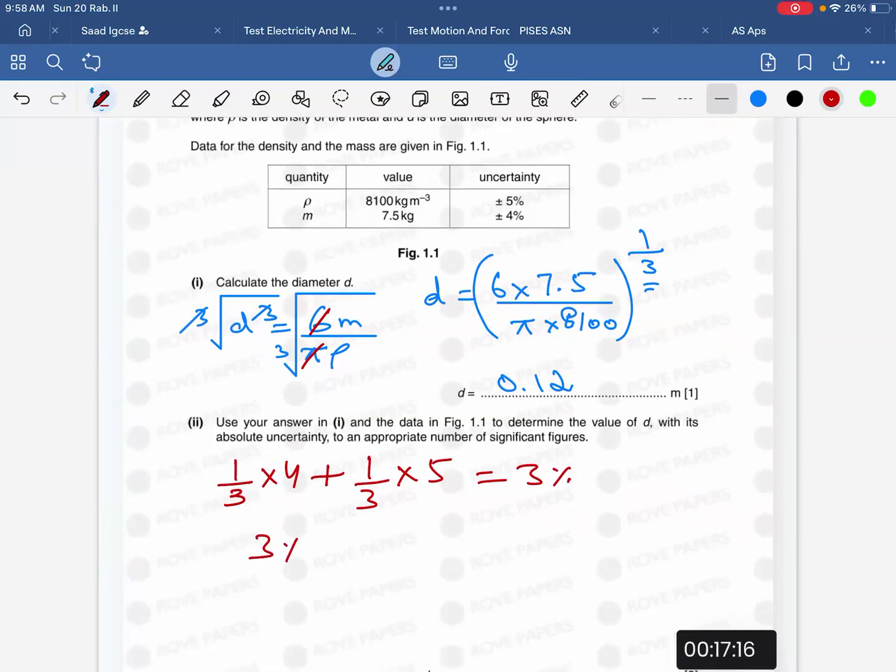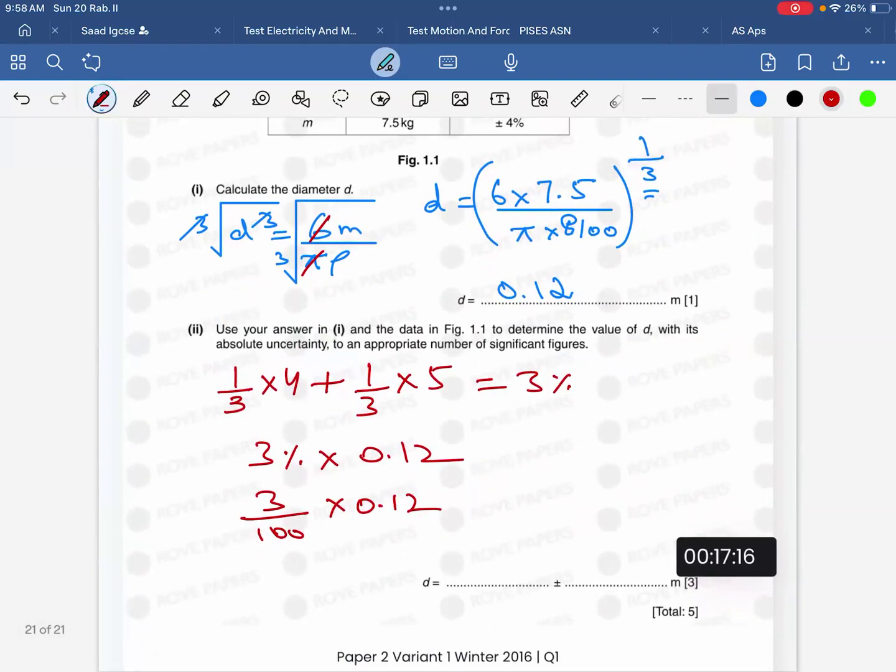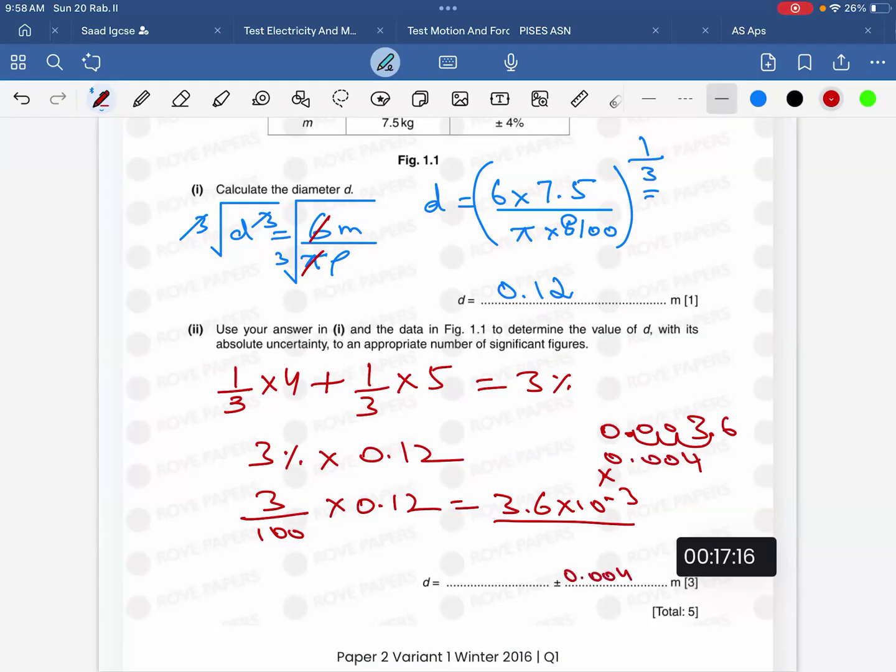Okay, so 3% of my answer is going to be the actual uncertainty. 3% of my answer. Will you please calculate it? What is the answer? 3.6 into 10 raised to minus 3. 3.6 into 10 exponent minus 3. Okay, if I completely expand the 10 exponent, it would be 0.0036. I should round it to 0.004 only.